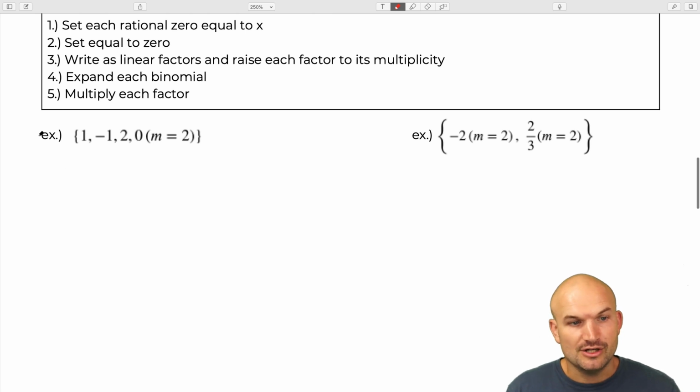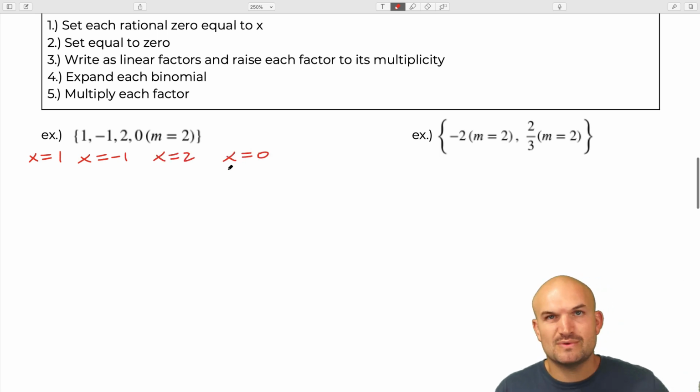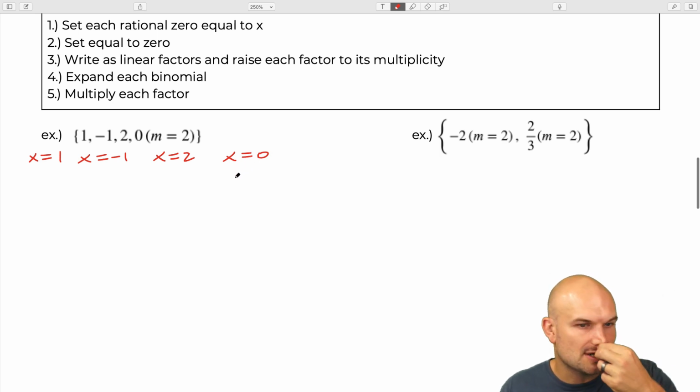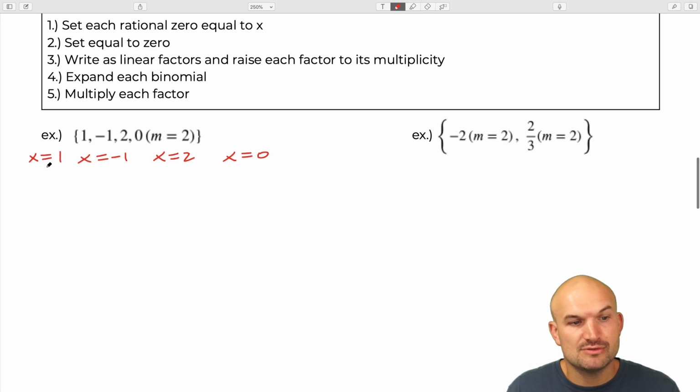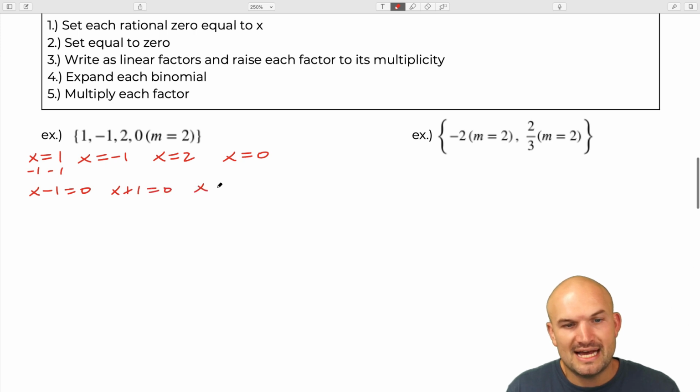The first one, take all your zeros and then set them equal to x. So we can say x equals 1, x equals negative 1, x equals 2, and x equals 0. Now again, I'm going to go through this first one a little bit slower because obviously once you start seeing patterns, you can kind of pick it up a little bit. So again, you can subtract the 1, right? So therefore you get x minus 1 equals 0. This would be x plus 1 equals 0. This would be x minus 2 equals 0. And again, if you want to play the game, x minus 0 equals 0.